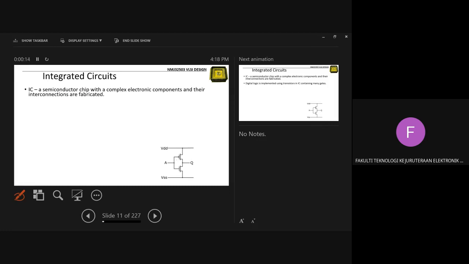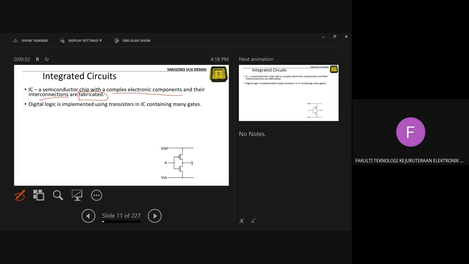So a semiconductor chip is a complex electronic component and their interconnection, which is fabricated. So they fabricate it. What is fabrication? Fabrication is actually a process of implementing the physical design into the actual chip. Okay. So we're not going to explore until fabrication for your course. Your course is until physical design, ready for fabrication actually.